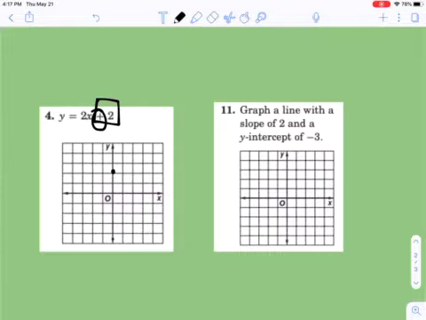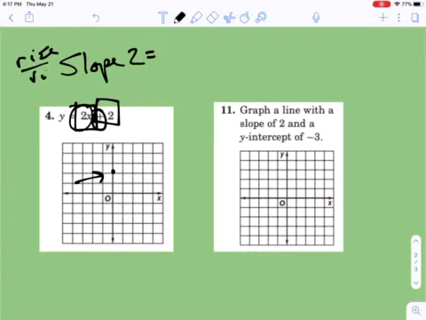Then the next thing to remember is you're going to start plotting your slope from that point. A common mistake is that a lot of people go back to the origin, but we're not going back to the origin. We want to start from the y-intercept that you just plotted. From there, my slope is 2. Slope is always rise over run, so if it's 2, that means it's 2 over 1. If it's a whole number, write it as a fraction of itself over 1. So 2 over 1, where 2 is your rise and 1 is your run.